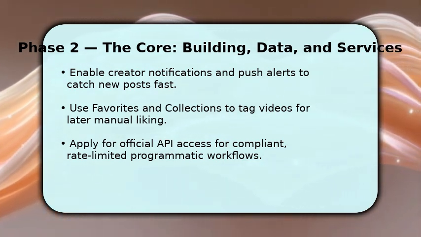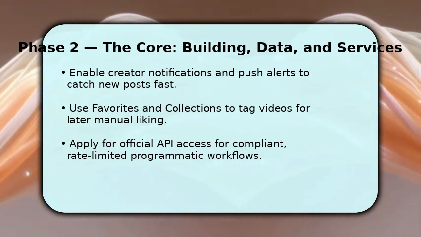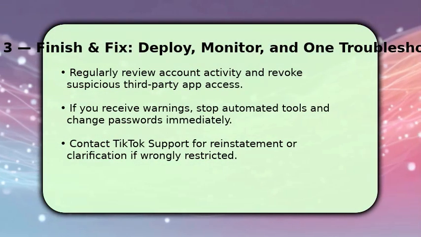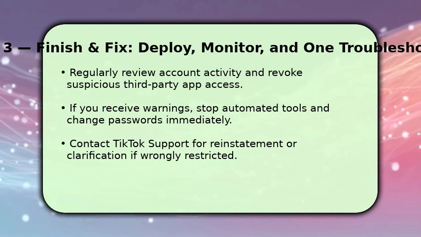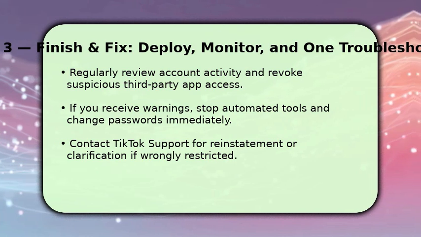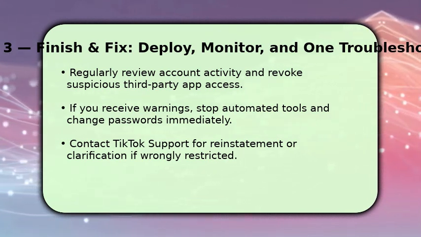Make sure to read the developer terms and respect user privacy. Following rules to finish, audit authorized apps and revoke access for anything suspicious. This prevents unintended automation. If you ever get a warning or temporary restriction, stop any automation, change your password, and enable two-factor authentication to secure the account.